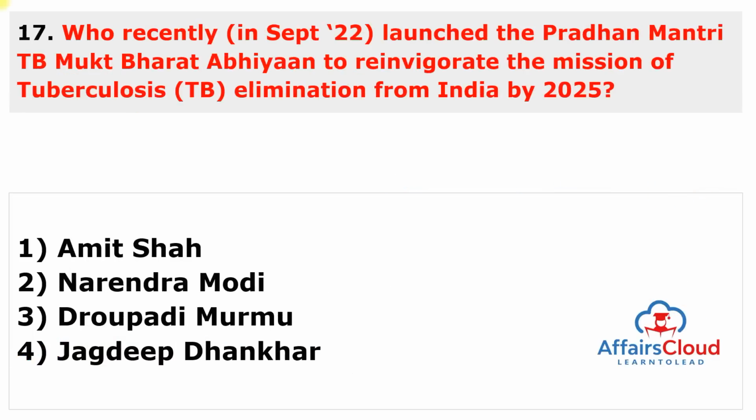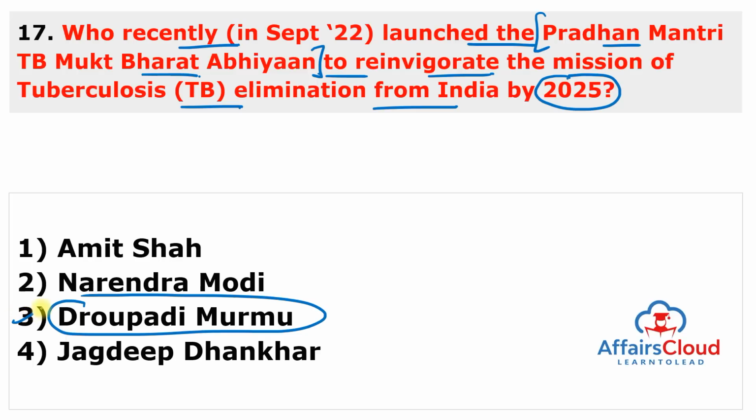Moving to next question. Who recently launched the Pradhan Mantri TB Mukt Bharat Abhiyan to reinvigorate the mission of tuberculosis elimination from India by the year 2025? This is launched by Draupadi Murmu ji. The answer of this question is 3. So the President of India, Draupadi Murmu, virtually launched this Pradhan Mantri TB Mukt Bharat Abhiyan to reinvigorate the mission of tuberculosis elimination from India by 2025.